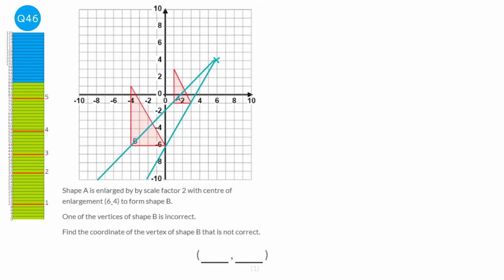Yeah, it does on this one. But it does not on this one. So it says find the coordinate of the vertex of shape B that is not correct. So the coordinate is this one here. And so that would be minus 4, 1.